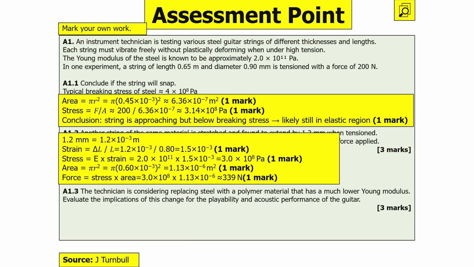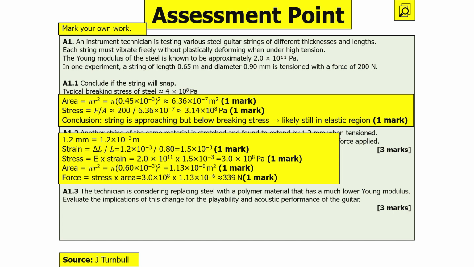Next one, we know that 1.2 millimeters will turn to 1.2 times 10 to the minus 3 meters. Strain is the extension over the length, so therefore it's 1.5 times 10 to the minus 3. Stress is the Young modulus times by strain, so pop in all the values, it's the same material, so it's the same Young modulus, so it's 3 times 10 to the 8 pascals.